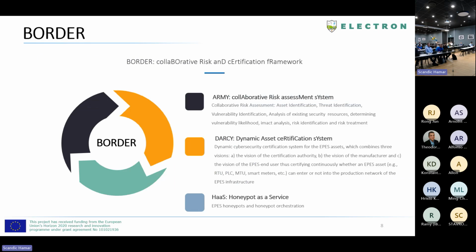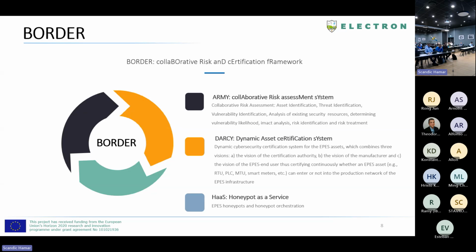So, some more details regarding each framework. First of all, Border is composed of 3 main components: the ARMY component, DARSA, and the Honeypot as a Service. The ARMY component is responsible for the collaborative and dynamic risk assessment by integrating asset identification, threat identification, vulnerability identification, and the calculation of the risk values based on the live security events that are detected by the Cyber framework.